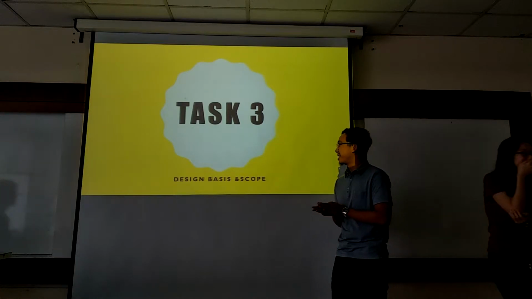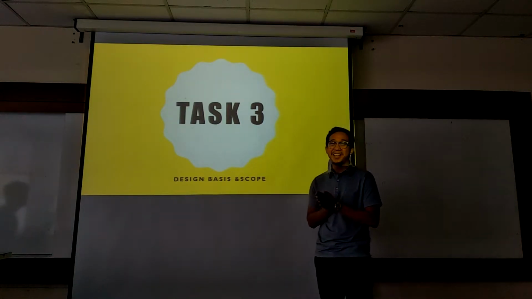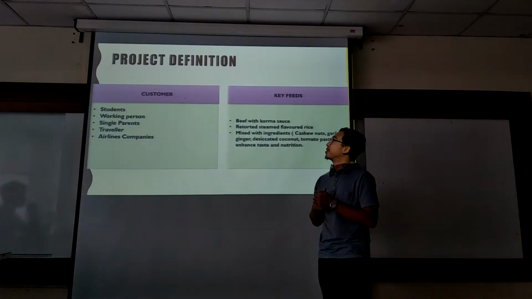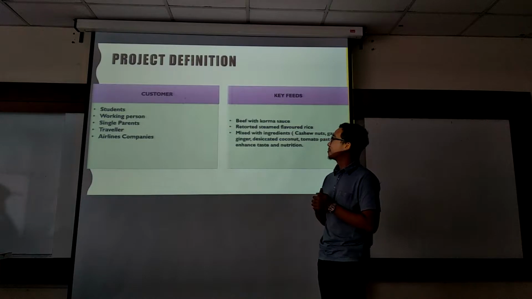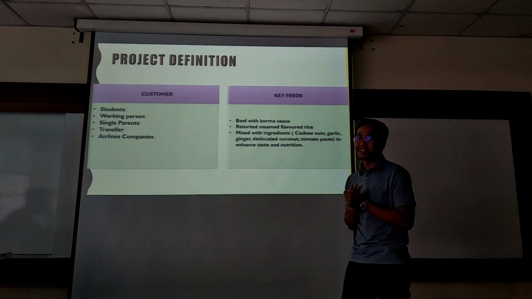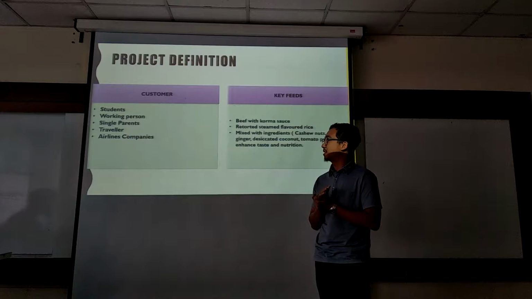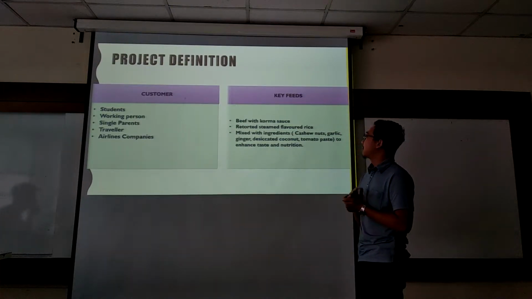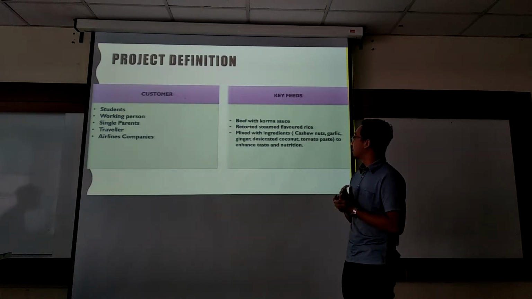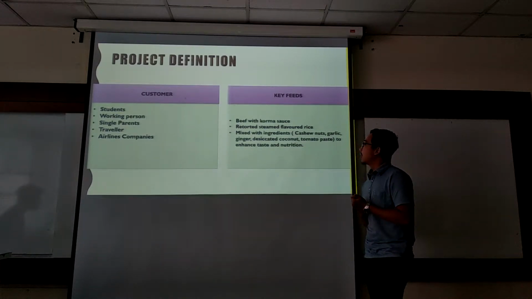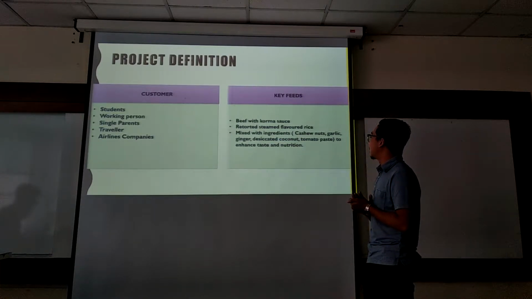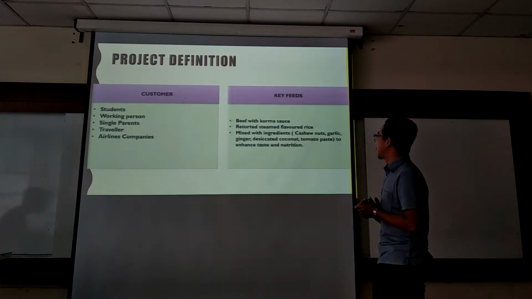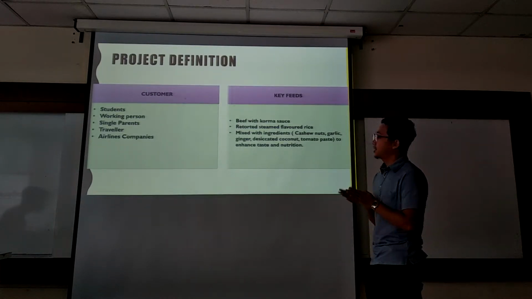For task 3, we will focus on the design basis and scope. Okay, first we go to the project definition. Our customer target is students, working persons, single parents, travellers, and airline companies. Okay, the key feature is the beef with the kurma sauce, retort steamed flavored rice, and the mixed ingredients mentioned before, cashew nut, garlic, ginger, desiccated coconut, tomato paste, and others to enhance taste and nutrition.